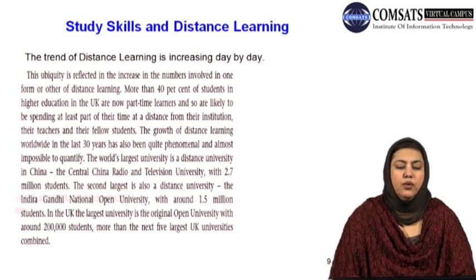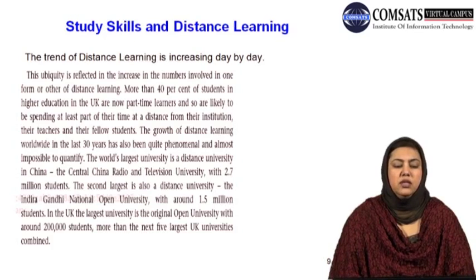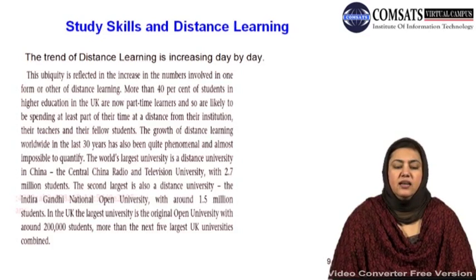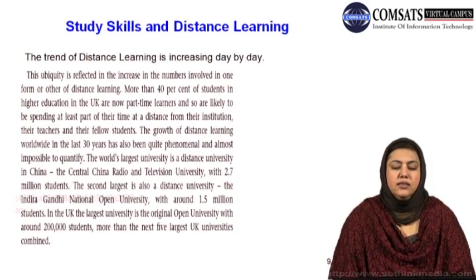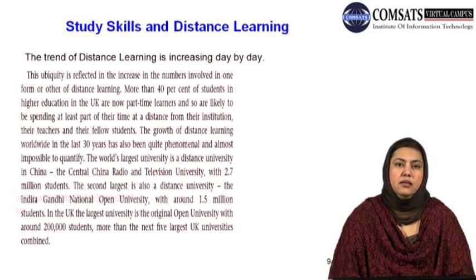The growth of distance learning worldwide in the last 30 years has also been quite phenomenal and almost impossible to quantify. The world's largest university is a distance university in China, the Central China Radio and Television University, with 2.7 million students. The second largest is also a distance university, the Indira Gandhi National Open University, with around 1.5 million students. In the UK, the largest university is the Open University with around 2 lakh students, more than the next 5 largest UK universities combined.